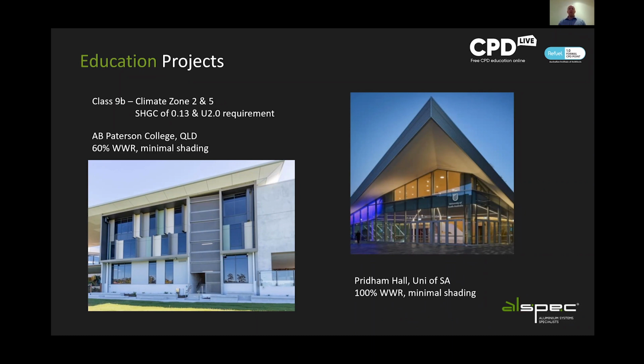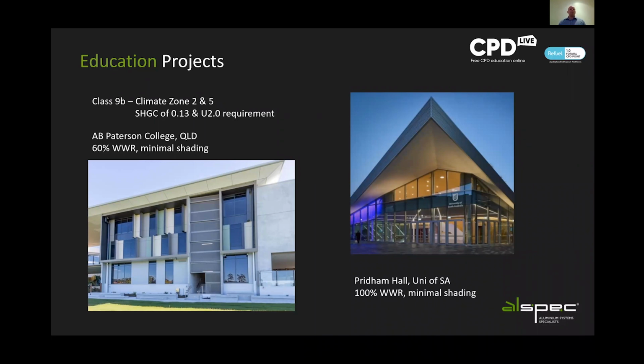I'm sure you all have wonderful ideas about how you will meet the requirements moving forward. But I just want to look at a few examples and start people thinking about what they're going to do with their buildings. These projects are ones I've just pulled off the Alspec website. They have all been completed, obviously prior to NCC 2019.